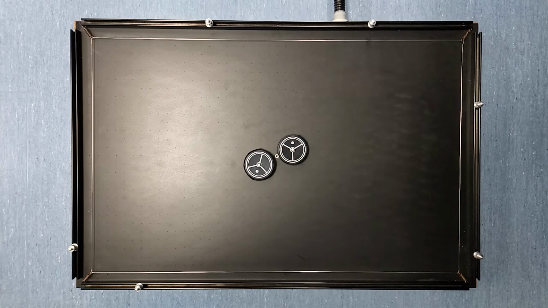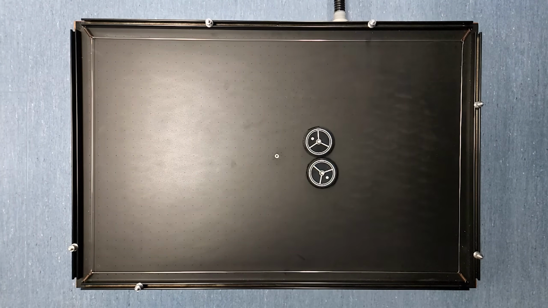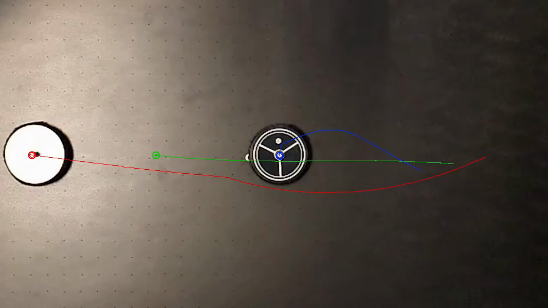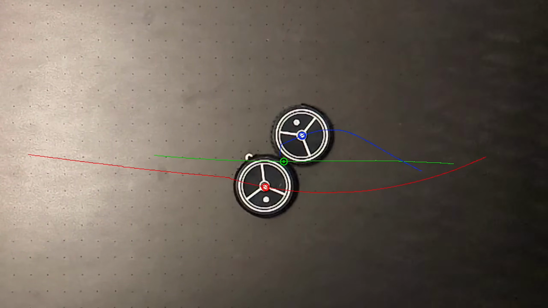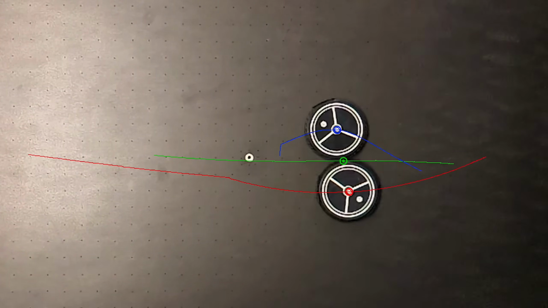Collision 4. Center of mass. Another way of phrasing momentum conservation is to say that the velocity of the system's center of mass remains constant. Using tracker to plot this, we indeed observe the center of mass marked in green following a near constant trajectory.